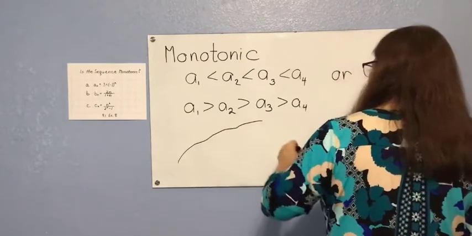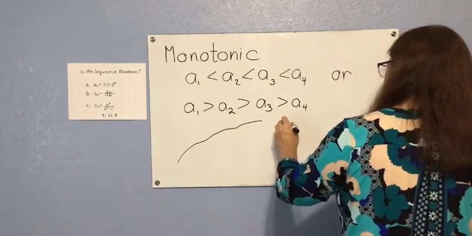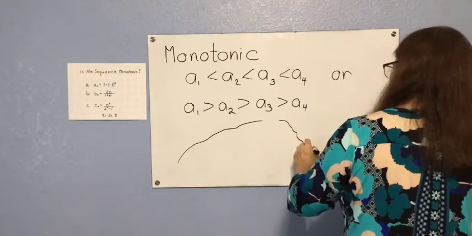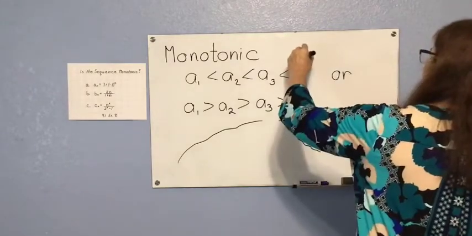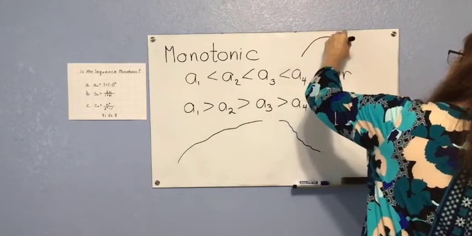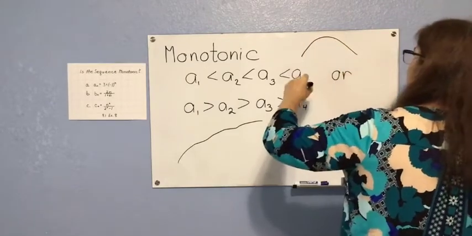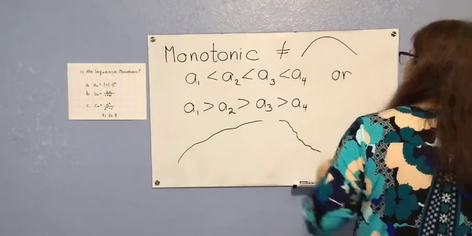And a function that's consistently descending might be like this. A function that ascends and then later descends, or the other way around, is not monotonic.